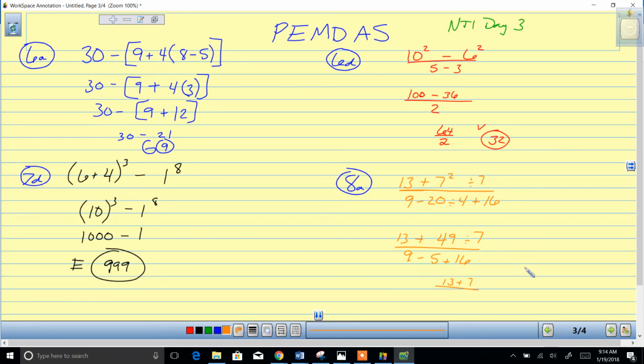I'm just going to go ahead and do all of this left to right. 9 minus 5 is 4. 4 plus 16 is 20. And I'm going to kind of move this over to the side. 13 plus 7 is 20. 20 divided by 20 is 1.